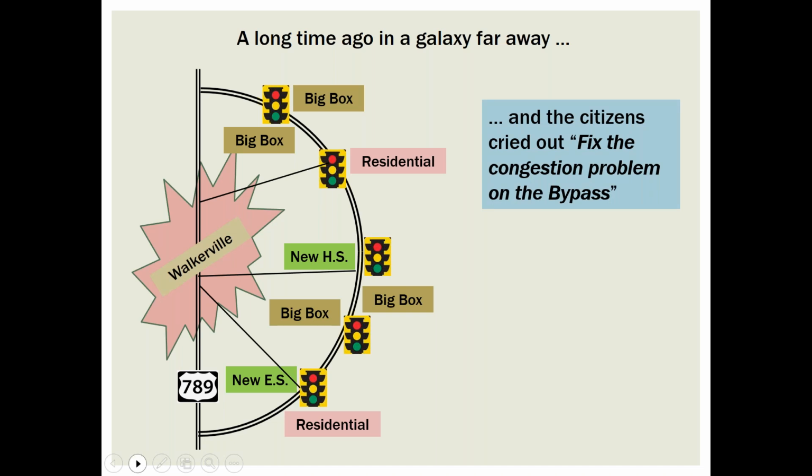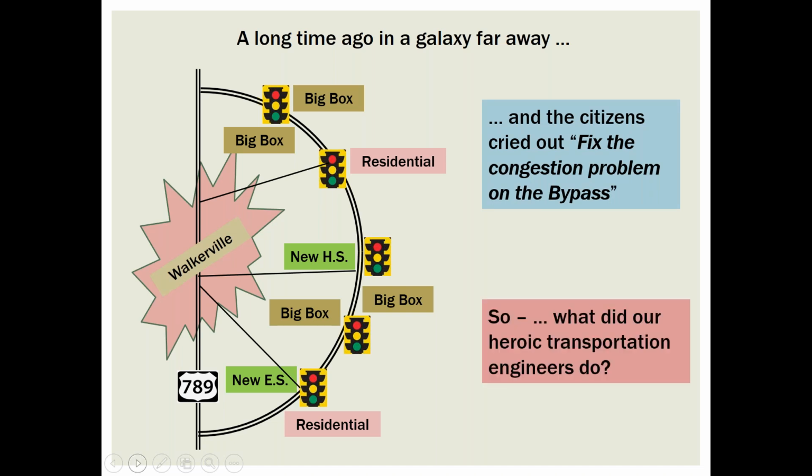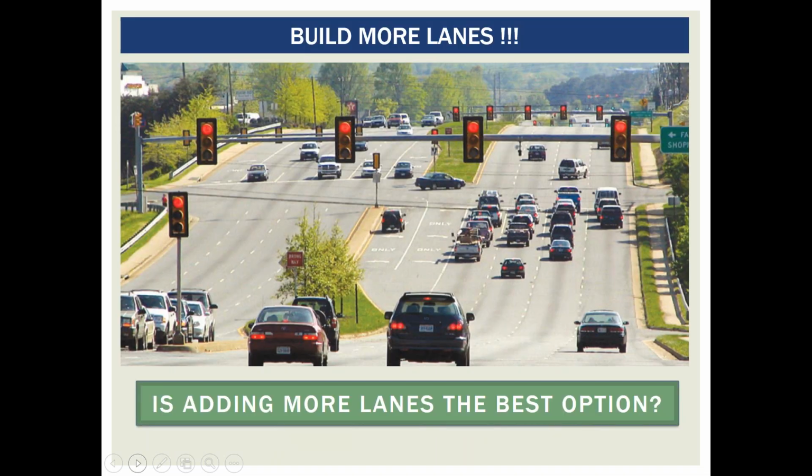Go ahead and fix the congestion problem on the bypass. So what did our heroic transportation engineers do? Well, we add more lanes. We widen the road, right? That's what we do. We build more lanes. So let's make it an 8-lane highway. Let's put in dual left turn lanes, even triple left turn lanes sometimes.